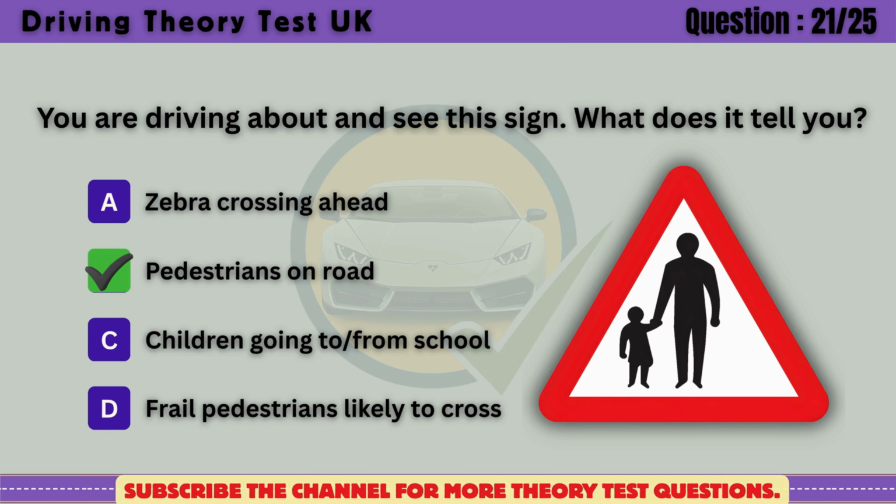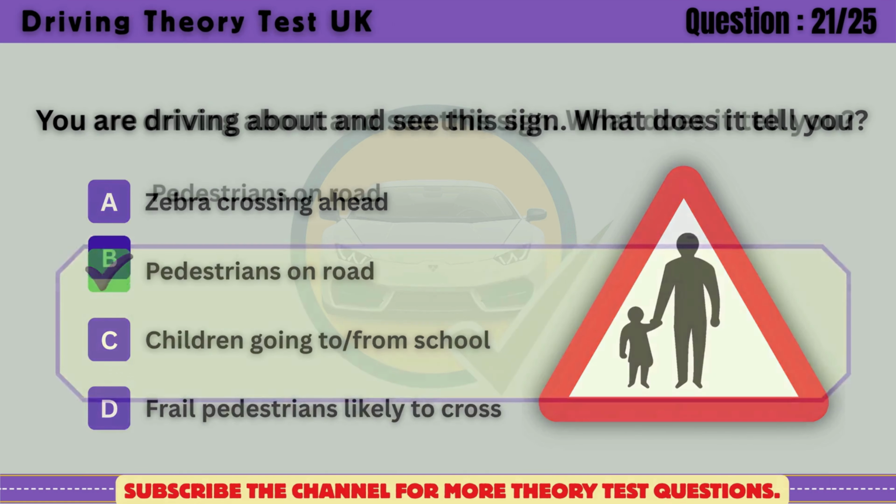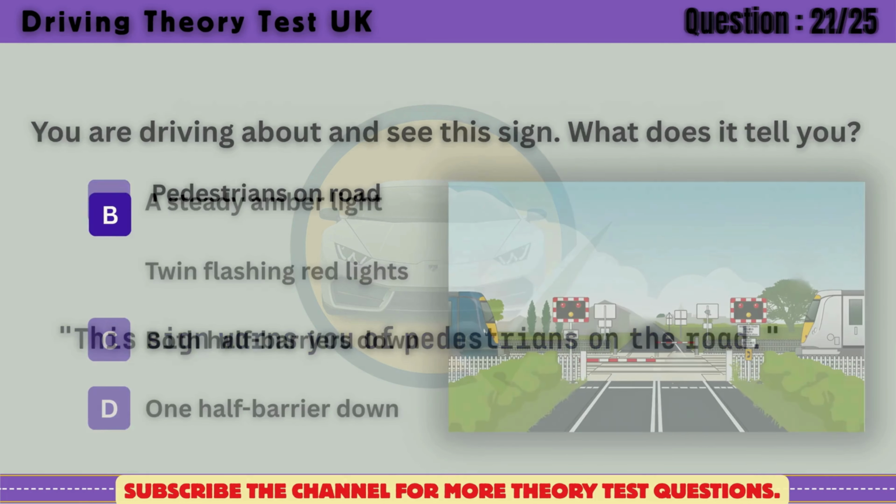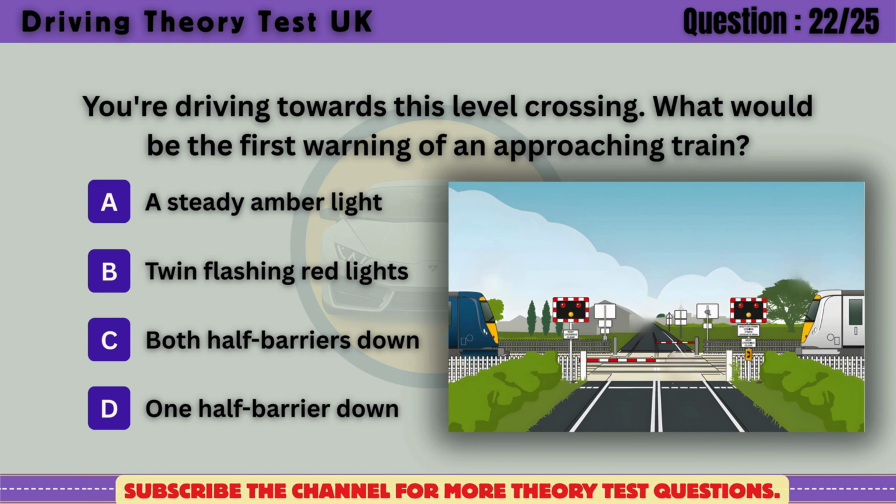Answer is B. Pedestrians on road. This sign warns you of pedestrians on the road. Question 22. You're driving towards this level crossing. What would be the first warning of an approaching train? A. A steady amber light. B. Twin flashing red lights. C. Both half barriers down. D. One half barrier down.